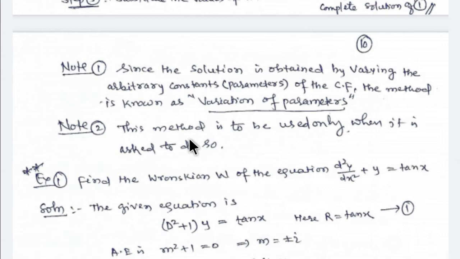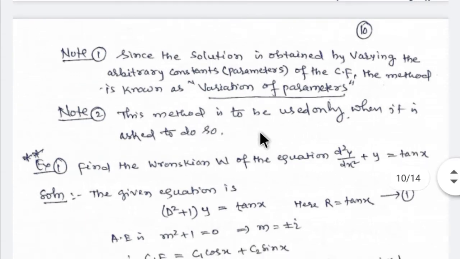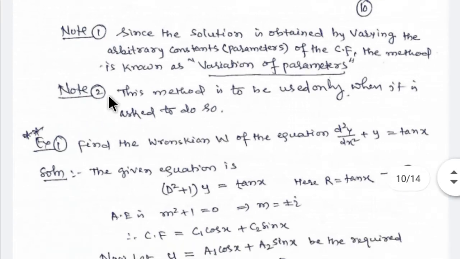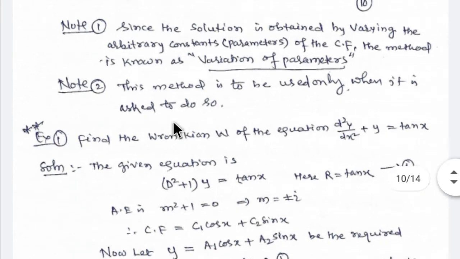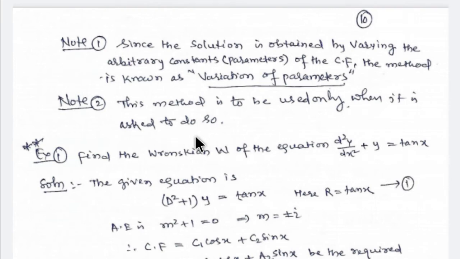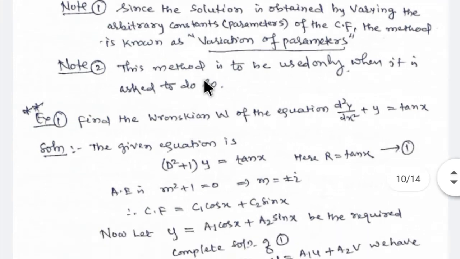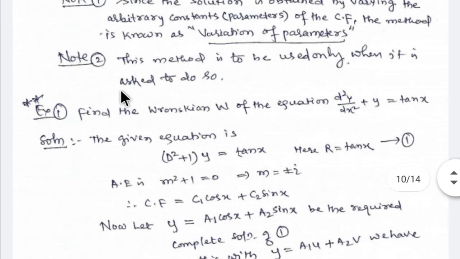Note 2: this method is to be used only when it is asked to do so. When asked to solve the equation by variation of parameters, then only you can apply this method, because this equation can be solved by different methods also, but according to our syllabus we are discussing this only. Let us see one example. I want to explain one example to solve by using this method.